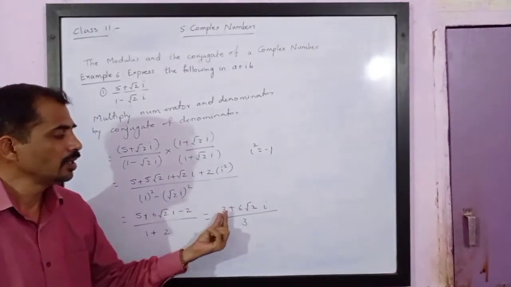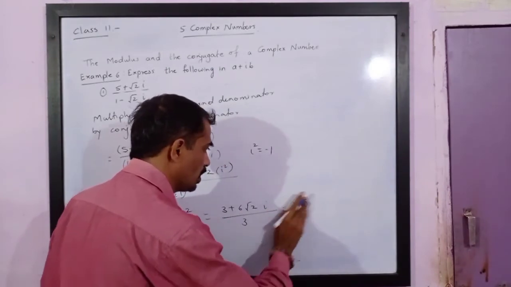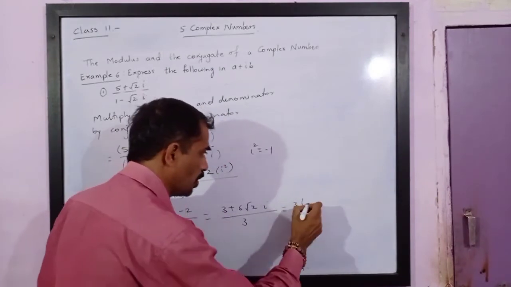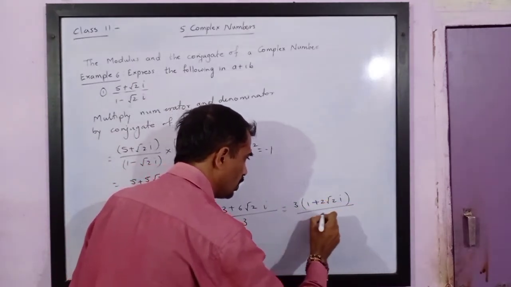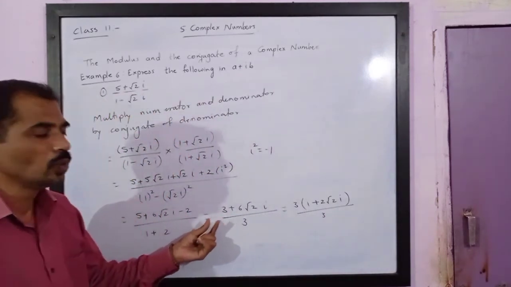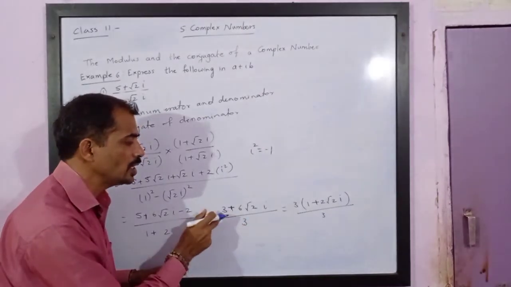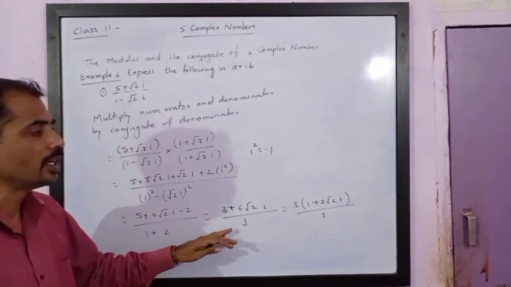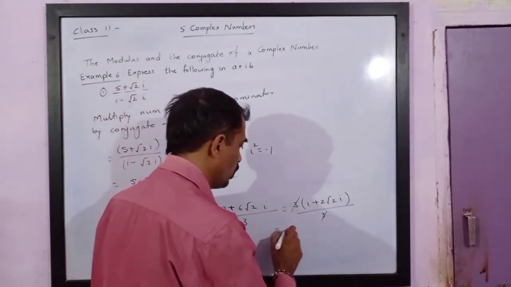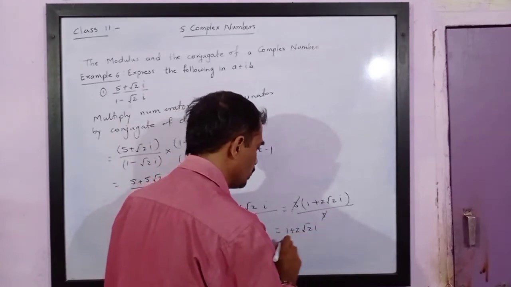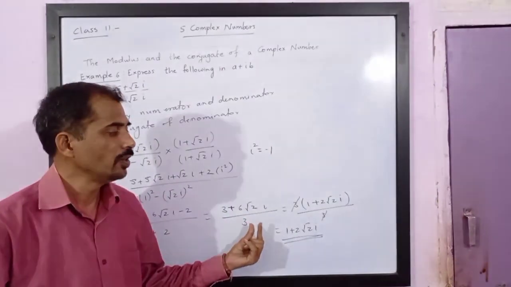We have 3 here in both the terms, so let us separate it. 3 can be taken common, so we get 3 times 1 plus 2 root 2 i upon 3. Here please note, many students cancel only one term. If you reduce one term and don't reduce the other, you will get a wrong answer. So after taking 3 common, you can do the reduction. So this is equal to 1 plus 2 root 2 i. Or you can separate the denominator for both the terms and then reduce it.